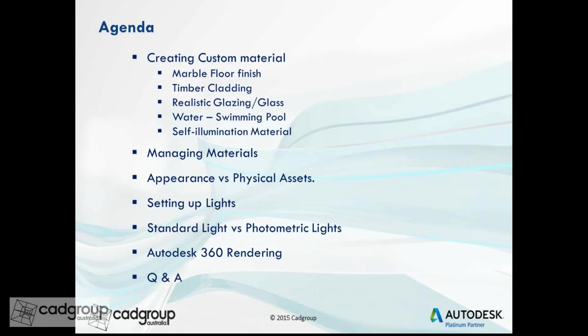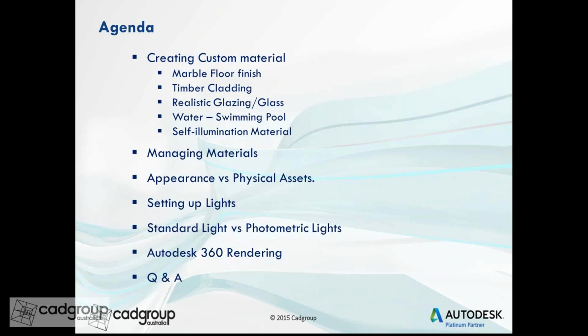So I'm just going to open today's agenda for this webinar. First of all, I'll be showing a couple of different ways of creating some custom materials like marble for floor finish, timber cladding, realistic glazing, glass, creating water materials, swimming pool, and self-illumination materials. Later, we'll be talking about how to manage materials within a project, or if you're changing from one computer to another, how to manage this kind of materials. I'll be giving you a bit of insight about appearance versus physical assets.